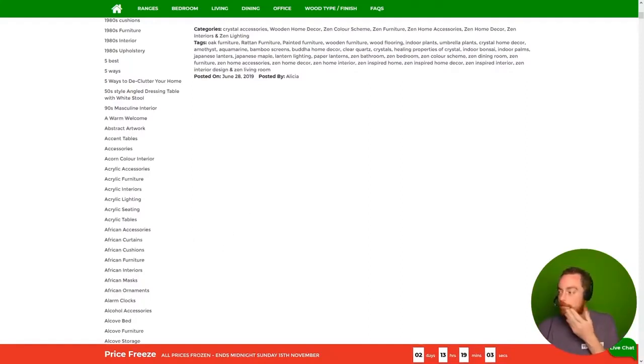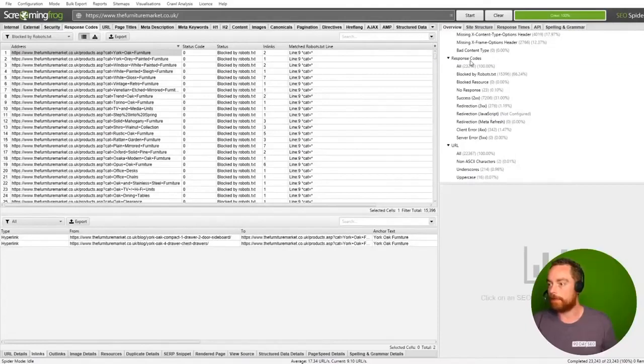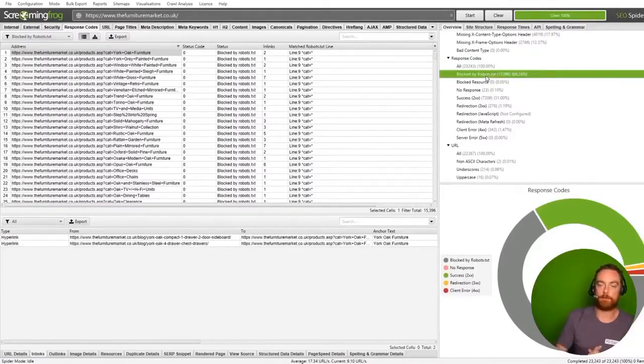Now, let me show you why this is particularly important on the furniture market. If we jump into Screaming Frog here, you can see, let me scroll down on the right, that in response codes, and specifically blocked-by-robots.txt, 66% of the entire website is blocked-by-robots.txt. So we're wasting the majority of our crawl budget, 66% of it is being wasted because of index bloat to category pages and tag pages, right?